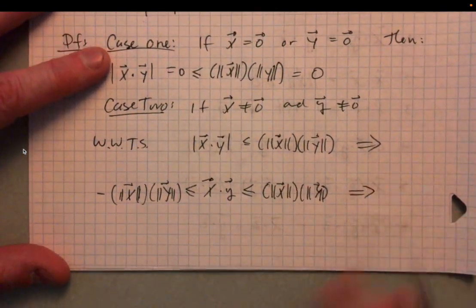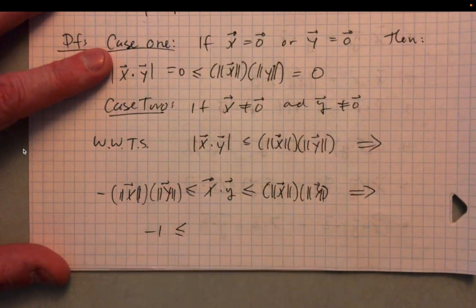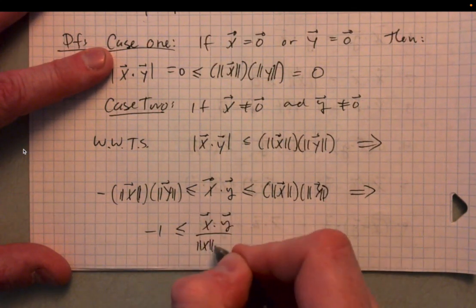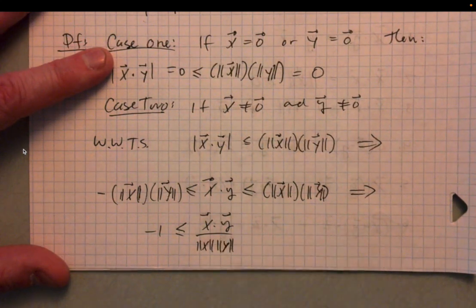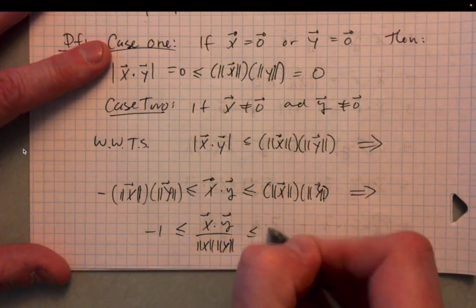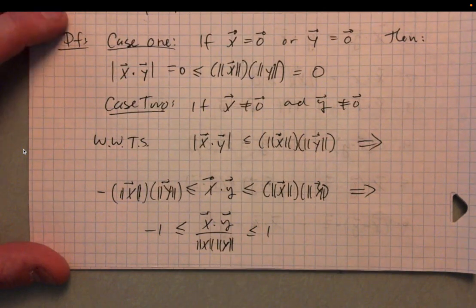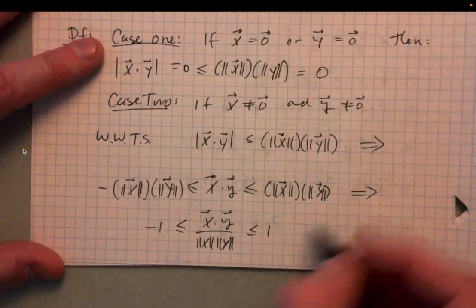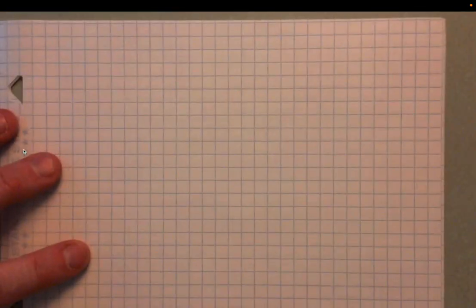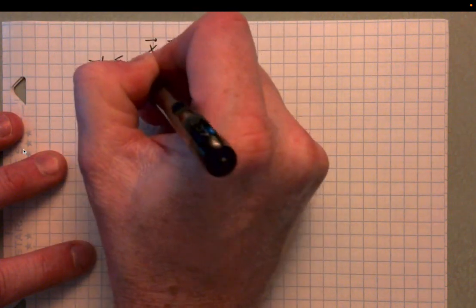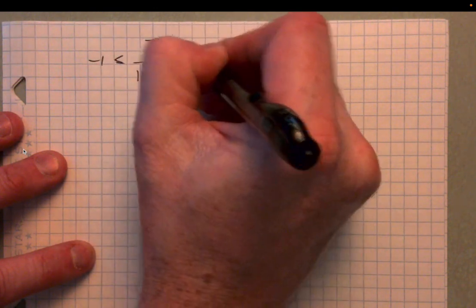And so this implies that negative 1 is less than or equal to x dot y over the product of the norms. I'm going to ditch the parentheses going forward. I can divide both sides by the product of the norms here. So this is true if and only if that is true. Okay, so negative 1 is less than or equal to x dot y over the product of the norms, which is less than or equal to 1.